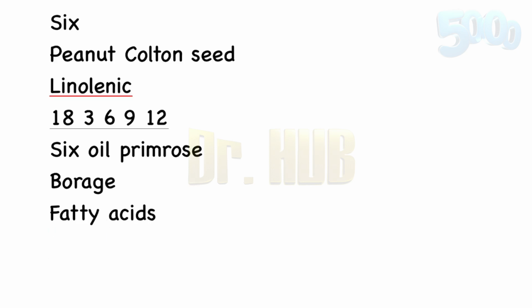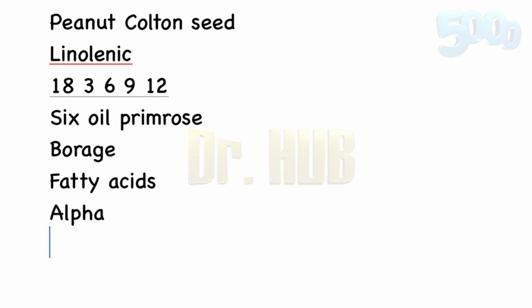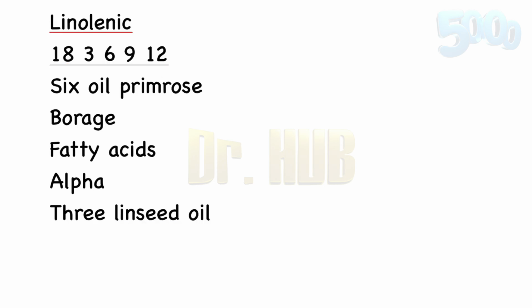Next we move on to the alpha linolenic acid. Alpha linolenic is 18:3, with double bonds at positions 9, 12 and 15. It is present in the omega-3 family, and it is found in linseed oil. The gamma form, as we saw, was present in some plants.